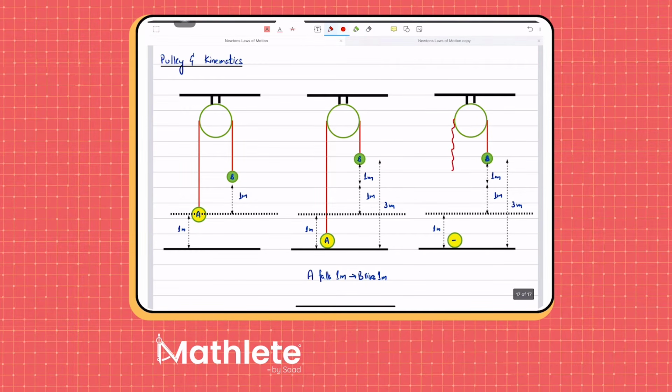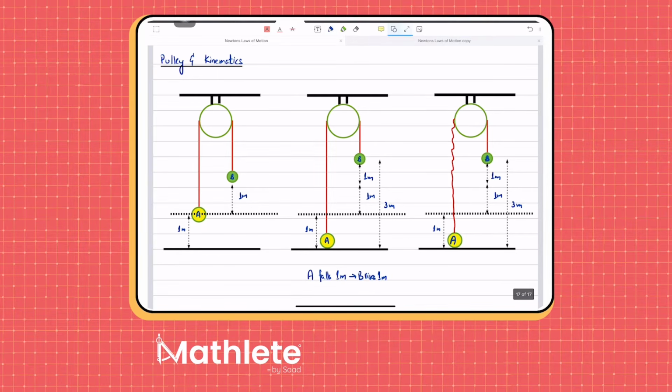So what happens as soon as A hits the ground? The string becomes slack, and B, because of the momentum that it gained while it was going up, rises further. Now what happens to A's momentum? Because it hits the ground, the velocity instantly becomes 0. But B still has some momentum to lose, and it's due to that momentum that B rises further.